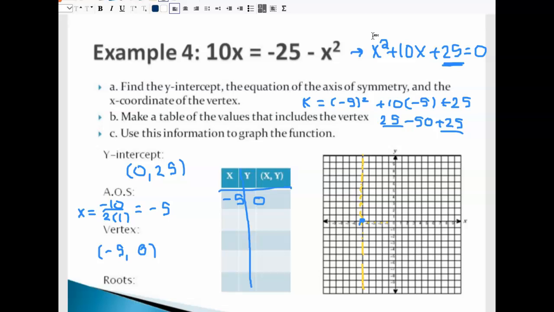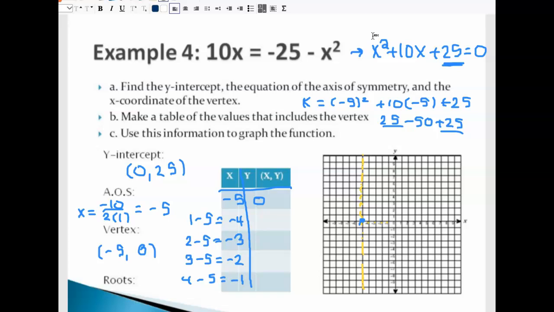And then I can find my remaining points by taking that idea of 0 minus h, and then it goes to 1 minus 5, which is negative 4, 2 minus 5, which is negative 3, 3 minus 5, which is negative 2, and 4 minus 5, which is negative 1.